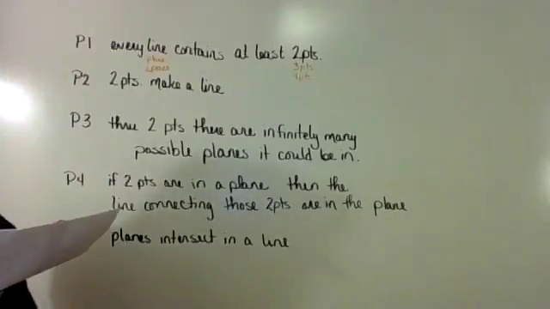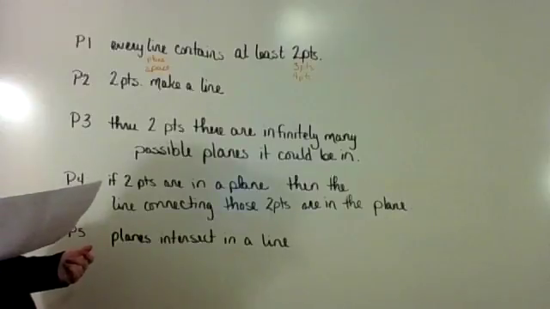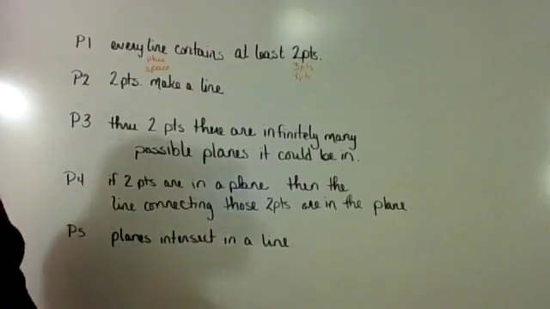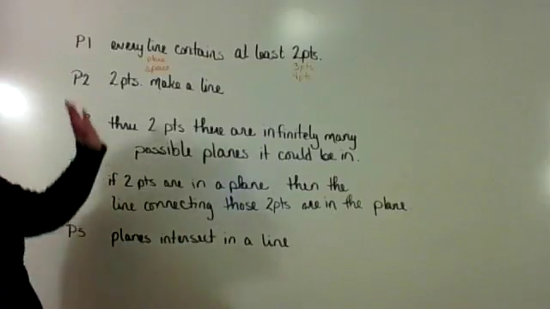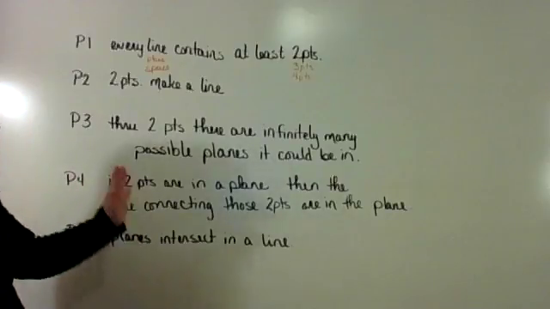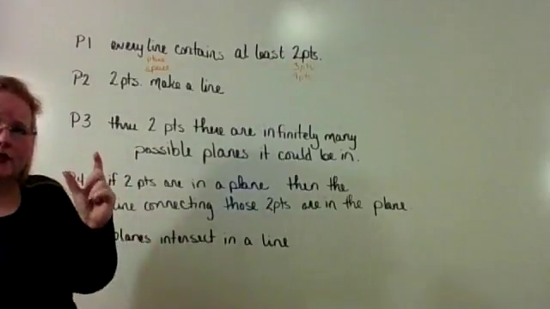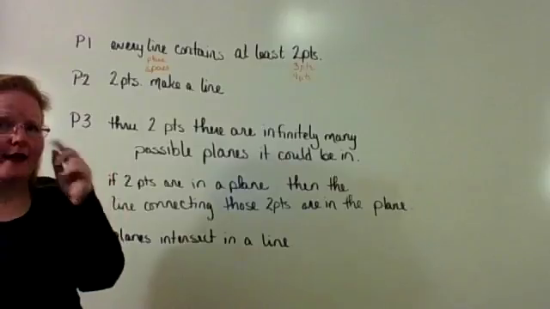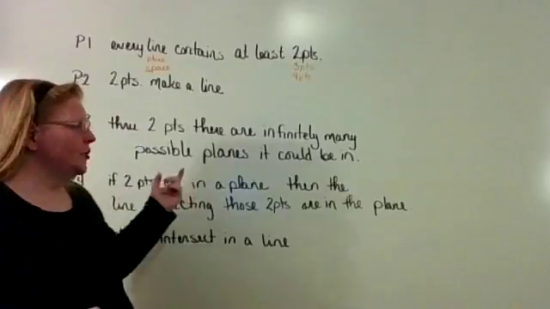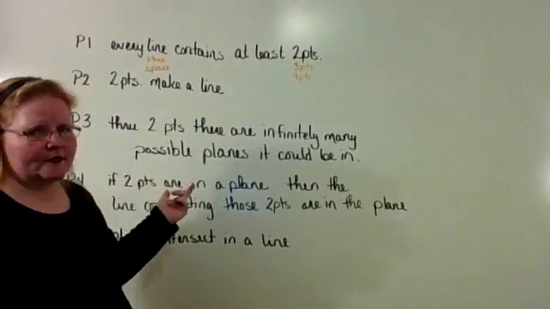And then P5 is if 2 distinct planes intersect, then their intersection is a line. That means that planes intersect in a line. Now, if you choose to say it a different way, that's fine. It doesn't matter how you write it. What matters is that you write something down. The shortest way to say it is the best way. That way you'll be able to read through it faster to find the one that you need. It won't look like it's a bunch of work.